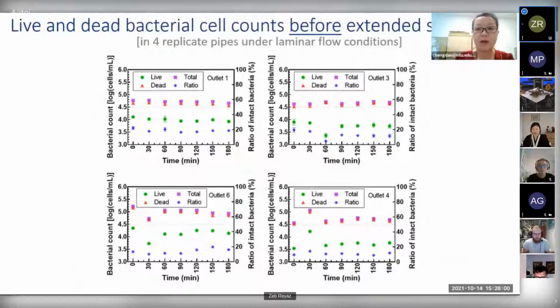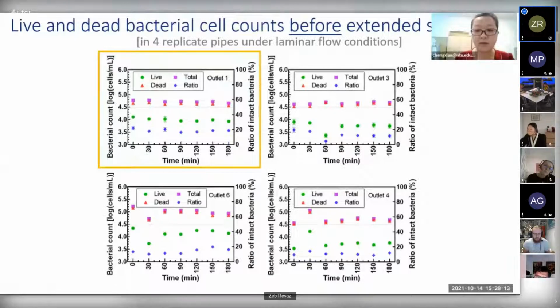Bacterial cell count in the outflow water based on flow cytometry was used to measure the biomass concentration inside each pipe. The left y-axis in this slide represents the bacterial cell count of bulk water, and the right y-axis the ratio of intact cell counts over total cell counts. Purple square represents the total bacterial cell count. Green circle represents the live bacterial cell count. Red triangle is the dead cell count, and blue diamond represents the ratio of intact cells.